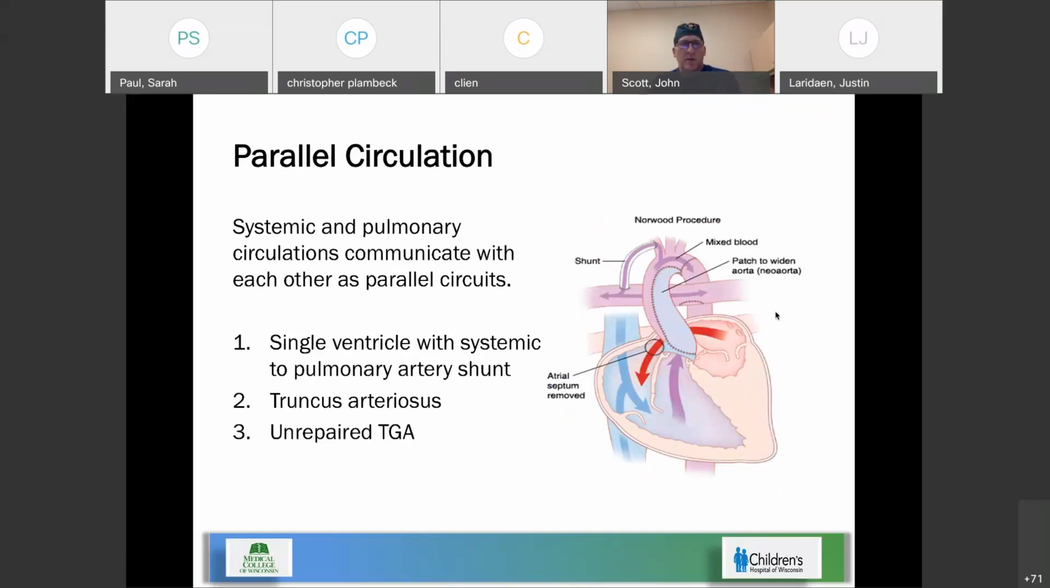So in parallel circulation, the systemic and pulmonary circulations communicate with each other as parallel circuits rather than in series. This is common in single ventricles with a systemic to pulmonary artery shunt, like an RV-PA conduit or a BT shunt. Truncus arteriosus is another, and then unrepaired transposition of the great arteries.